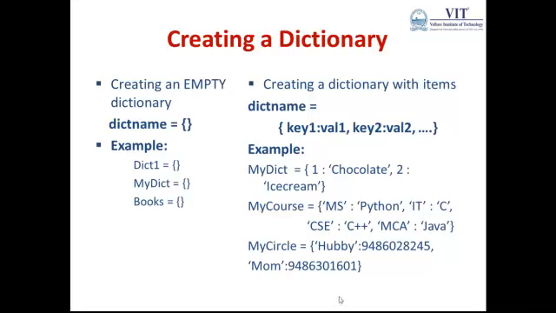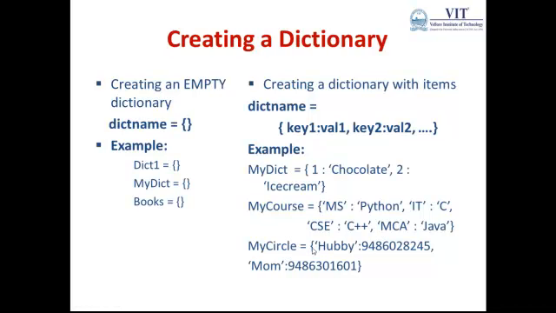Look at another example. I am adding the key as MS for the first item. My first item value is Python, and likewise I am adding the second item. My key is IT, my value is C. Likewise, I am adding a number of items, and I am also creating another dictionary with keys as strings.